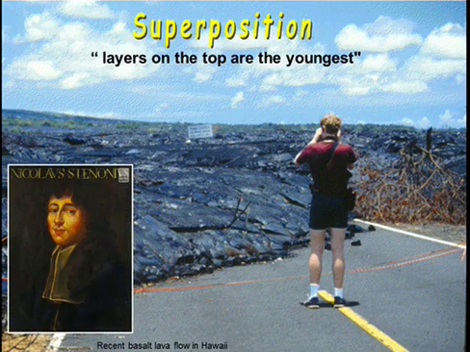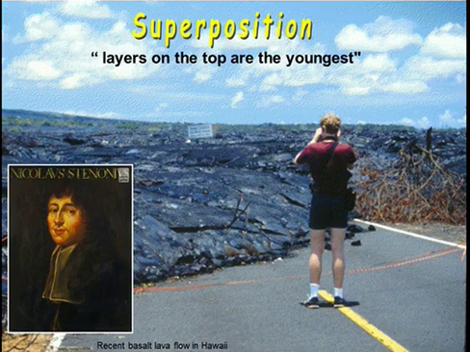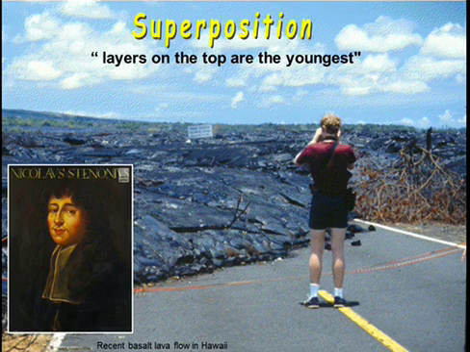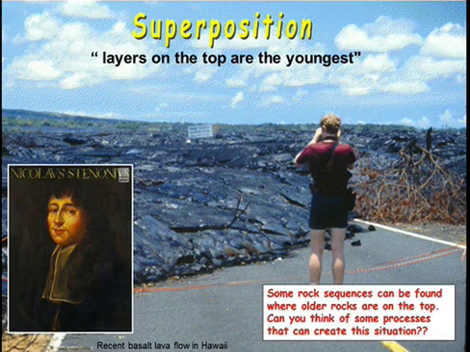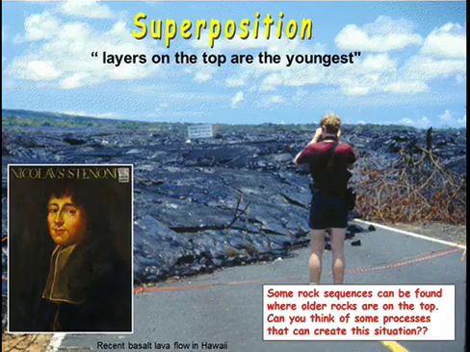Although the principle of superposition was formulated for sedimentary rocks, it also applies to volcanic rocks like those shown in this photo. The law of superposition would tell future geologists that the lava flow was newer than the road it flowed over. Some rock sequences can be found where older rocks are on top. Can you think of some processes that can generate this situation?